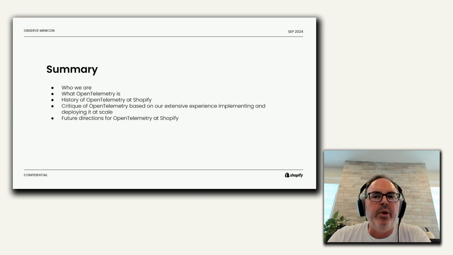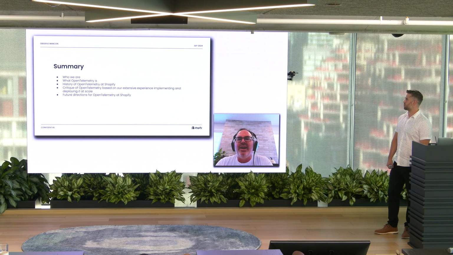So now you know a bit about who Rob and I are, what OpenTelemetry is about, the history of OpenTelemetry at Shopify, some of the highlights and lowlights of OpenTelemetry based on our extensive experience implementing and deploying it at scale, and some future directions for OpenTelemetry at Shopify.